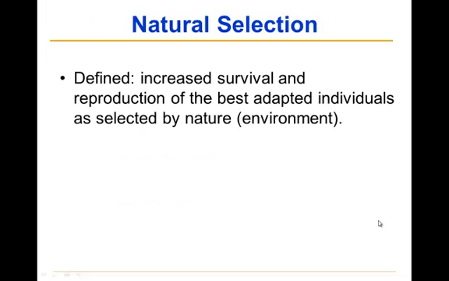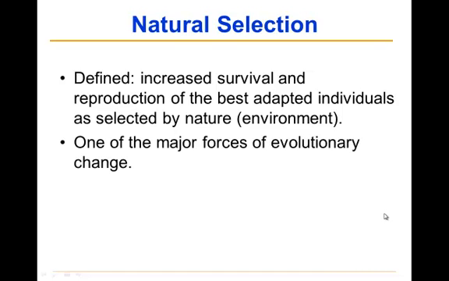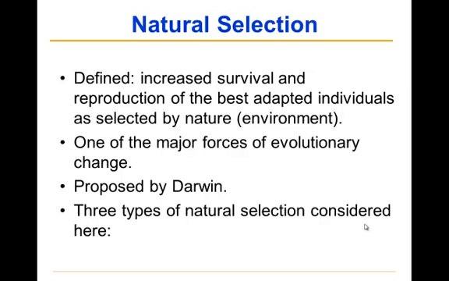Natural selection is defined as increased survival and reproduction of the best adapted individuals as selected by nature. And this is certainly one of the major forces of evolutionary change. Darwin came up with this mechanism, first brought it to our attention, and it certainly is considered by the majority of scientists to be a very important factor in adapting lineages of organisms to their environment, as I said, proposed by Darwin. And there are three types that we're going to consider here. And so we're going to start with stabilizing selection, then talk about directional selection, and end up with disruptive selection.